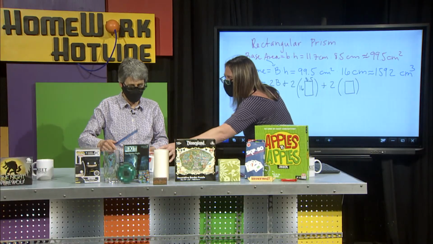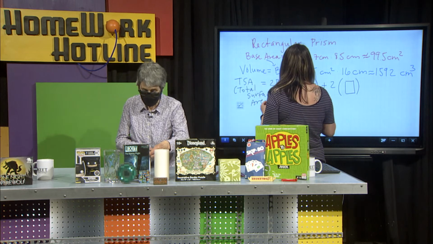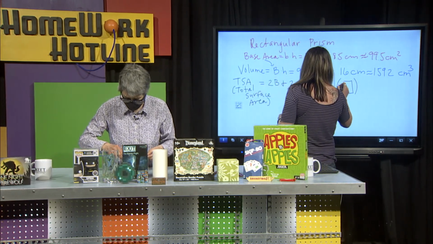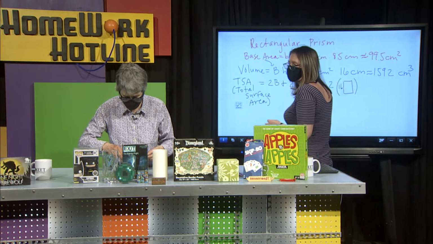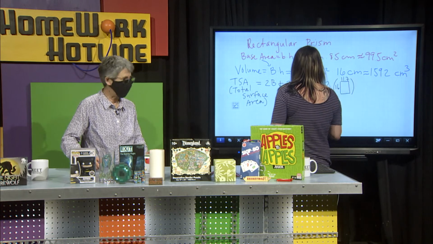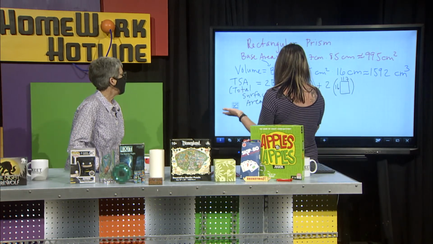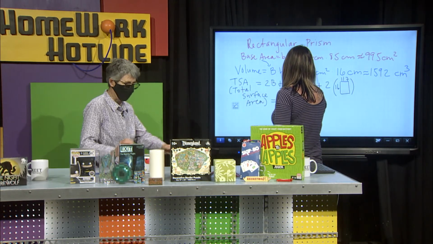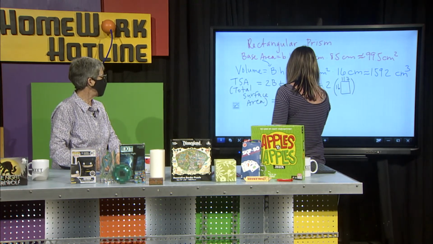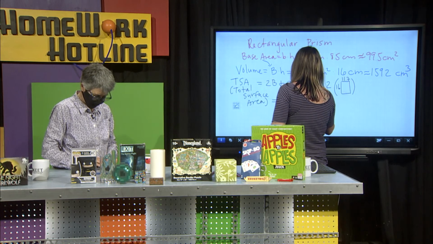And now we need the front and the back, the big front and the back. It's going to be 16 again, because that's the height, times 11.7. We'll call it 11.5, but 11.7 is good. We're going to use the same thing. So now we just need all these numbers. We have 2 of our bases, which is 99.5.